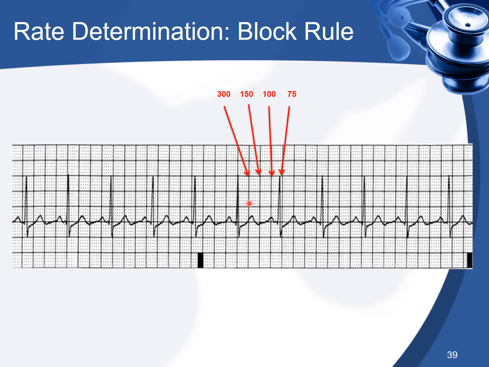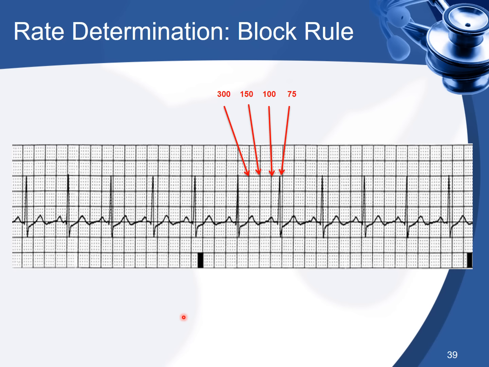So the next way that we will determine rate is the block rule. This is a little bit different and a little bit more difficult than the 6-second strip rule, because with that one you just count the number, multiply by 10, you're done. Here you do have to remember some numbers, and these numbers are set in stone.